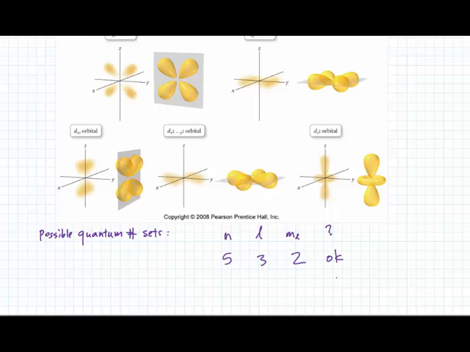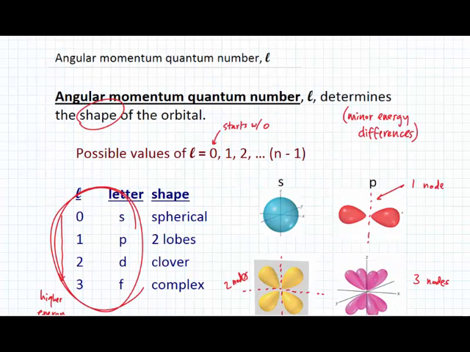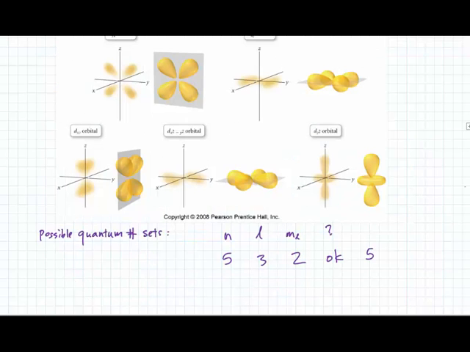We would call this a 5 what? What letter would we give that? l goes 0, 1, 2, 3, right? So is it d? Zero, 1, 2, 3: s, p, d, f. Don't forget, l starts with 0. s, p, d, f. So what would this be? This would be a 5f orbital.